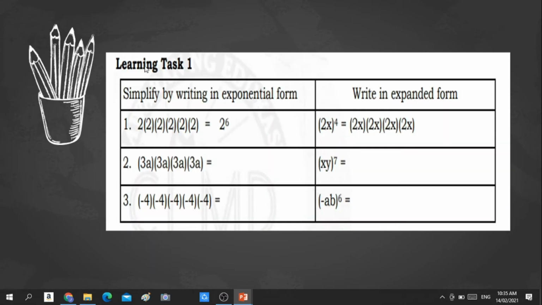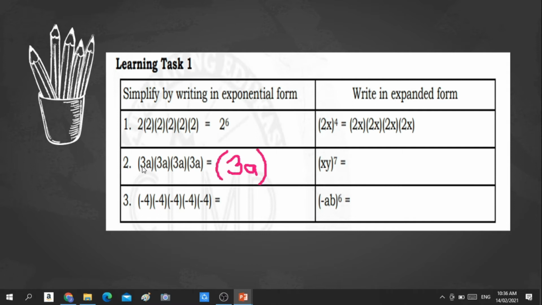So let's have a very simple activity, learning task number 1, where we need to simplify by writing these numbers in exponential form, and on the other side, to write them in expanded form. Given the first one, 2 is multiplied 1, 2, 3, 4, 5, 6 times by itself. That's why the base is 2 and the exponent is 6. Let's try this one. I have here the base 3a. So, I have 3a as my base. It has two parts: a numerical coefficient and a literal coefficient. So, in this case, we need to put parentheses.